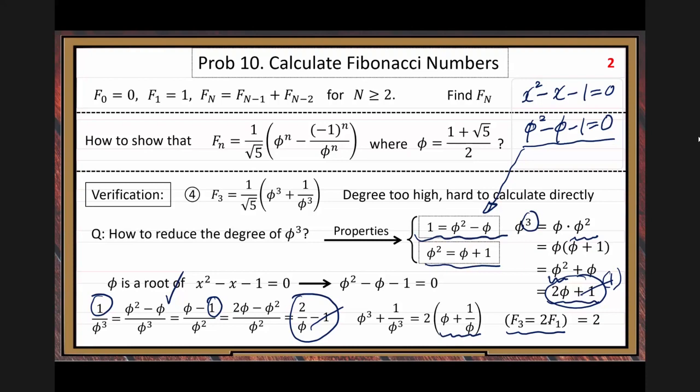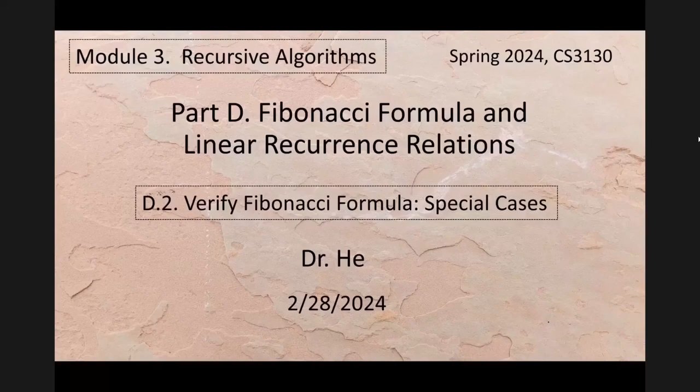Next, we need to go to D.2, verify Fibonacci. Oh, why another special case? This should be wrong. This should be the general case. In general, we treat it as one case.